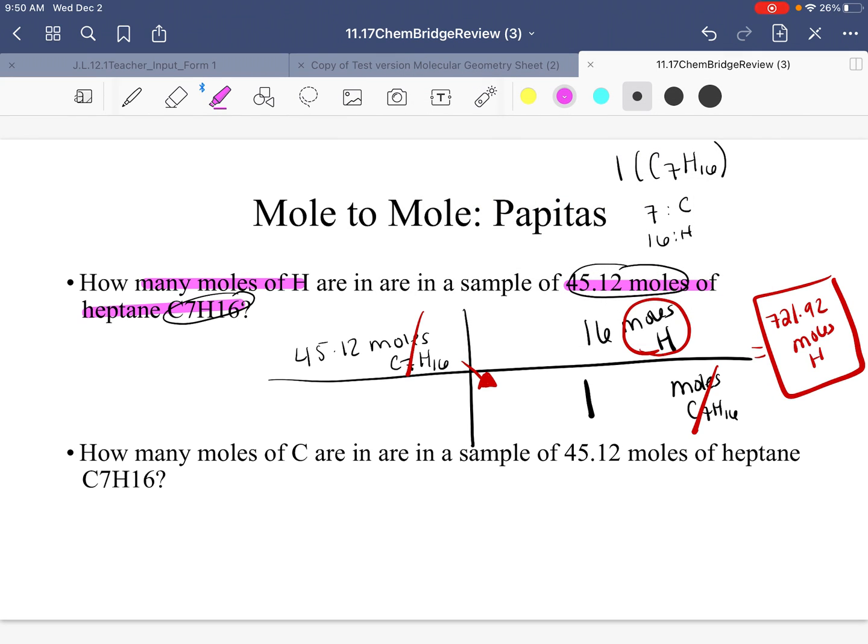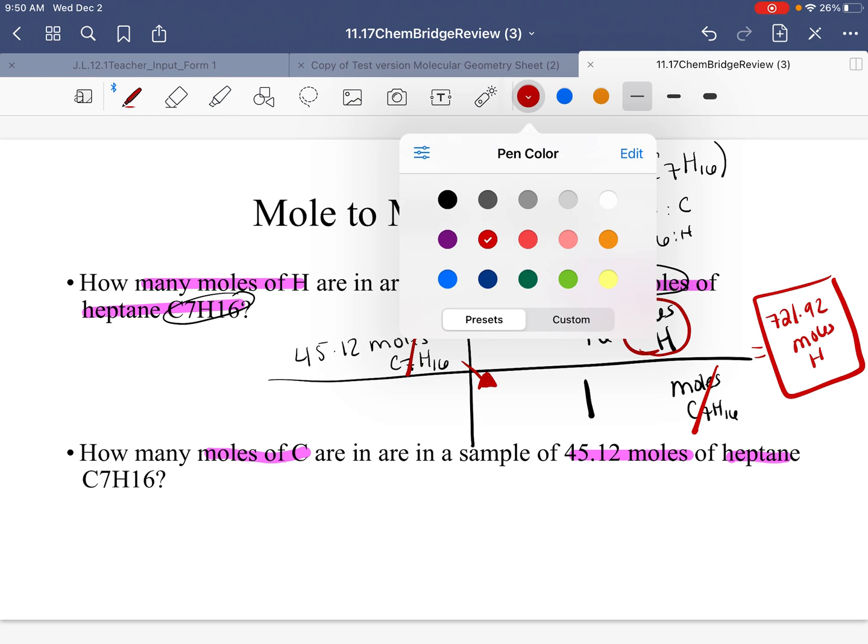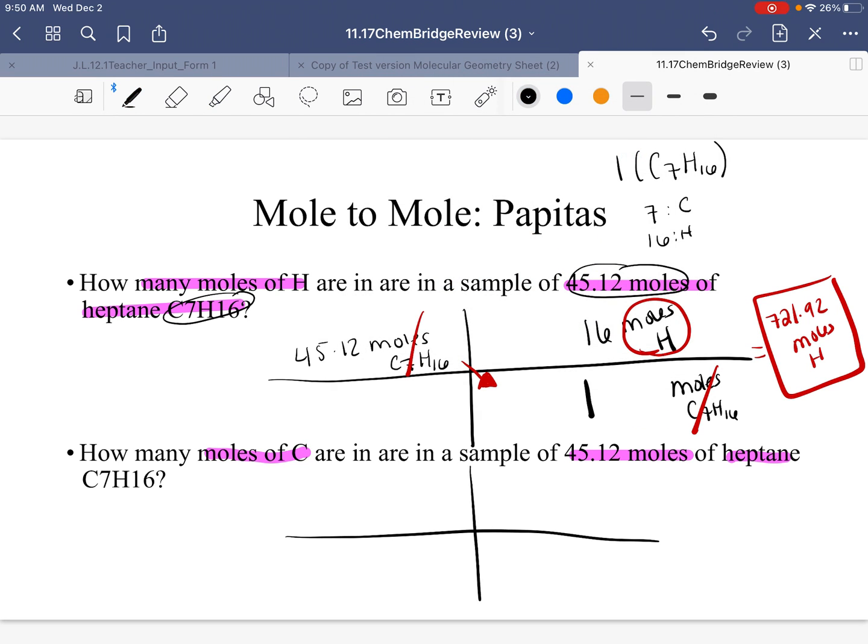Okay, guys, so let's check our work. How many moles of carbon are in 45.12 moles of heptane? So again, it is exactly like we did the first time. Let's set it up. So we know that our given is 45.12 moles of heptane. We are in the same situation as before. We know that for 1 heptane, I have 7 moles of carbon. So the way that I set it up, guys, remember, I need my units across to cross out. So I know that in 1 mole of heptane, I have 7 moles of carbon.